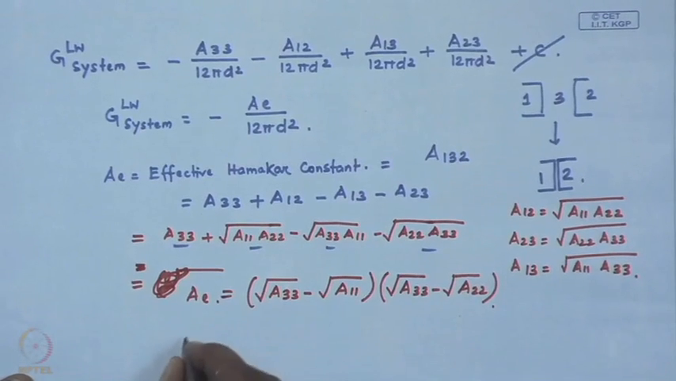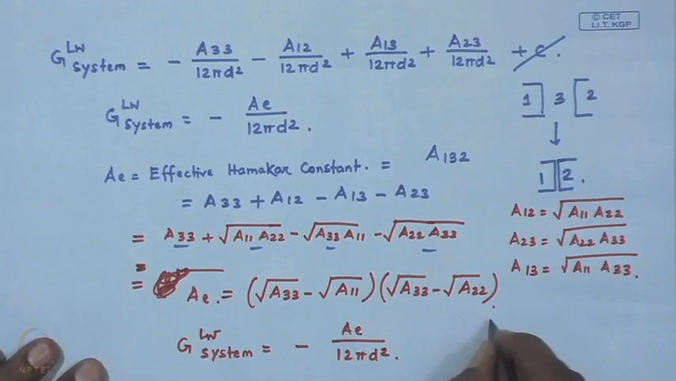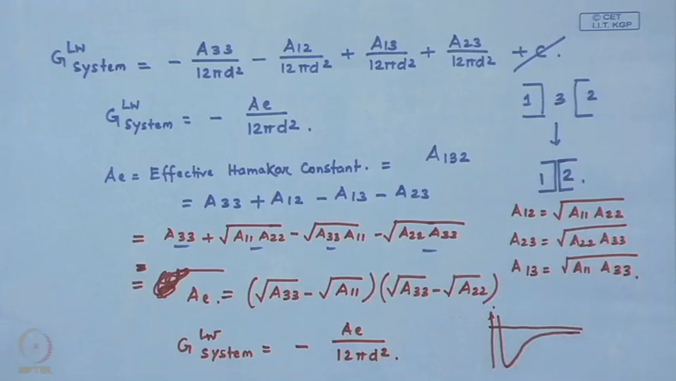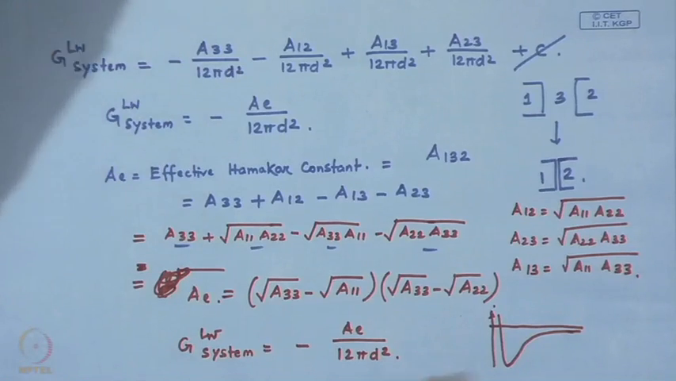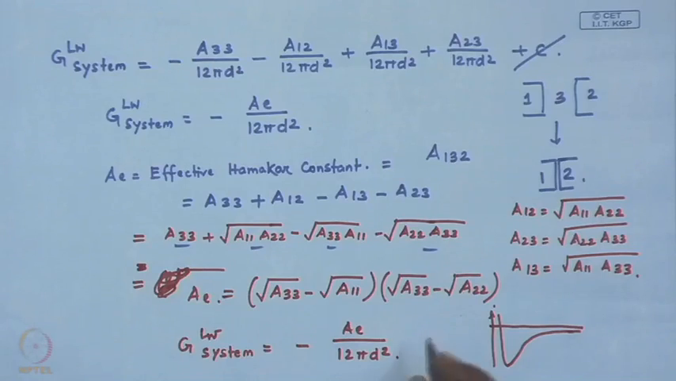Now, we know that the GLW of the system is minus AE divided by 12 pi d square, and we also know from the force curve that any interaction is attractive as long as it remains negative. So, this interaction will remain attractive only when AE will be positive.